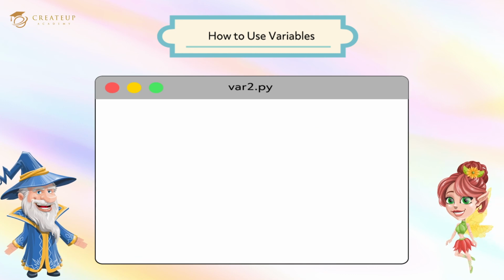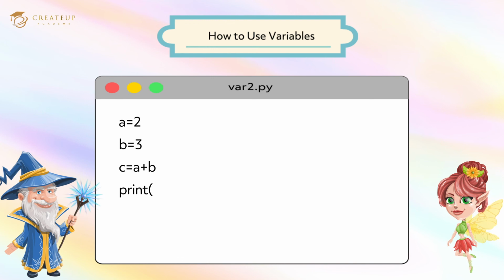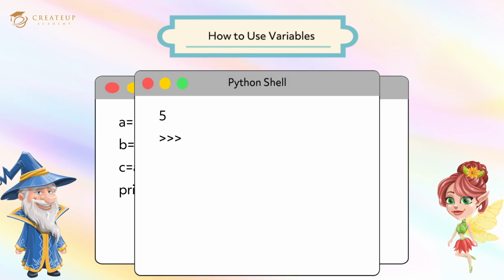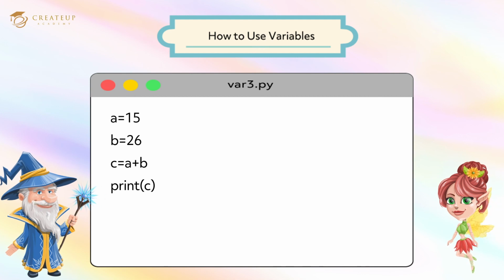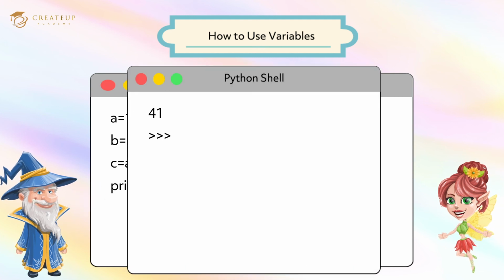That's right. Now let's calculate using variables. Create, save, and run this program. The calculation result is displayed. Next, let's change the value in variables using the same program. Create, save, and run this program. The calculation result is displayed according to the value contained in the variable.